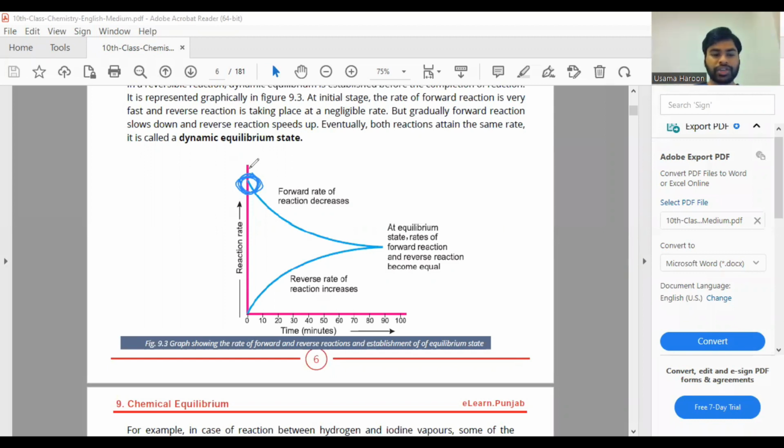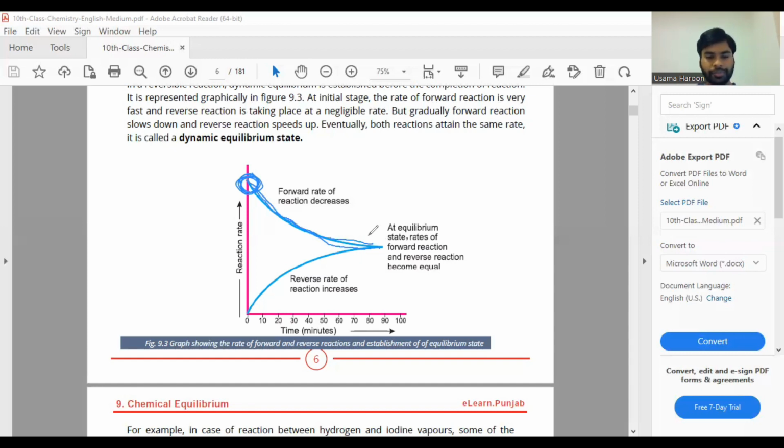So the rate of the forward reaction, the speed at which the reactants will react to form the products, is very fast. But as soon as the reactants are being converted into the products, the amount of reactants is decreasing and the amount of products is increasing. That is why the rate of the forward reaction decreases with time. As time passes on, the amount of reactants decreases, so the rate of the forward reaction also decreases.